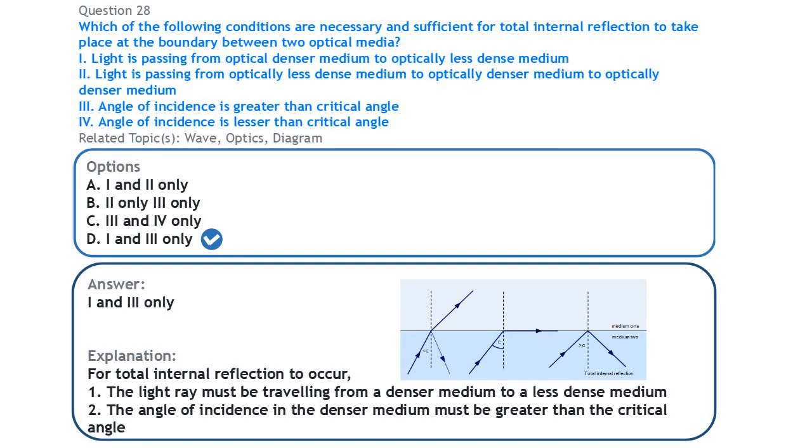But from a less dense to an optically denser medium, no, this is wrong. Next, angle of incidence is greater than the critical angle. That is correct, as you can see here. And this is wrong. So you have option I.